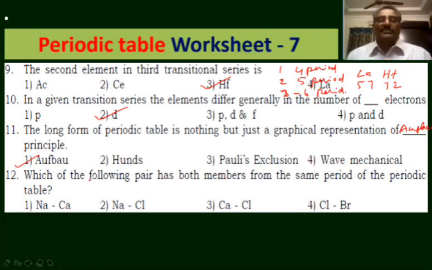12th question. Which of the following pairs has both members from the same period of the periodic table? Sodium and calcium. Sodium is a third period element and calcium is a fourth period element. Sodium is a third period element, and chlorine is also a third period element. Calcium is a fourth period element and chlorine is a third period element. Chlorine is a third period element and bromine is a fourth period element. So, which pair has both members from the same period? That is the second option, sodium and chlorine.